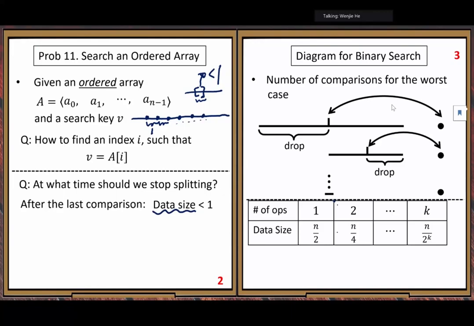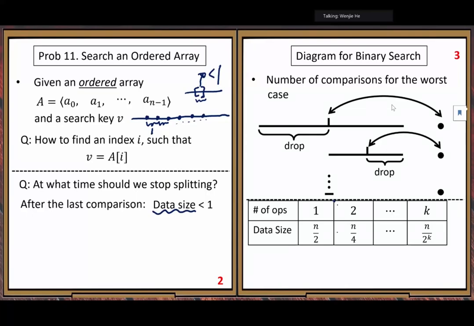If the size is exactly 1, then there is a possibility it can cover 2 elements, right? So we make it strictly less than 1, so you have no chance to cover more than one element. That's our way to determine the stopping condition. So this is the criterion for the stopping condition. All right.